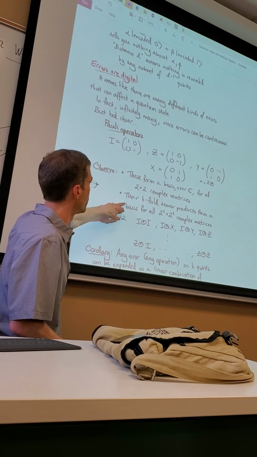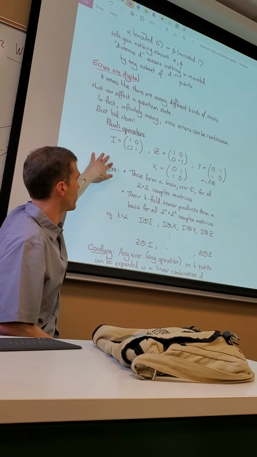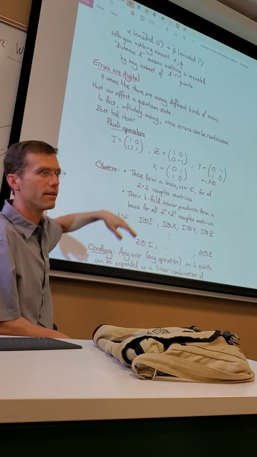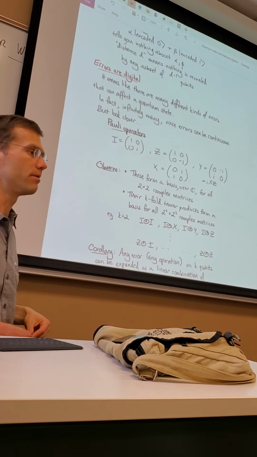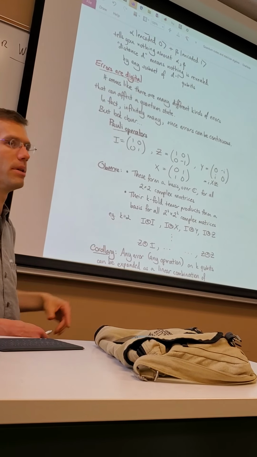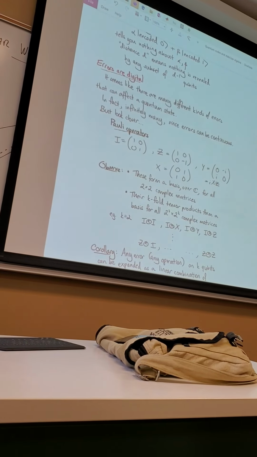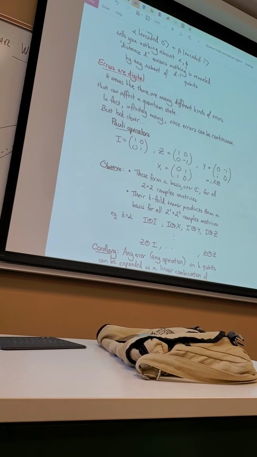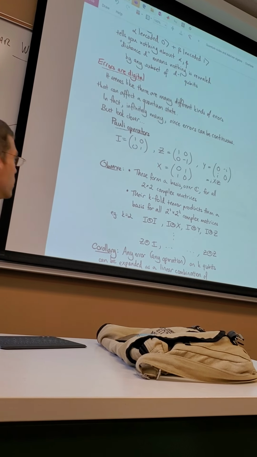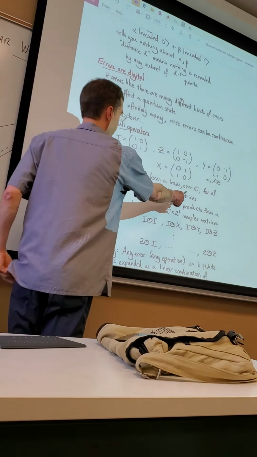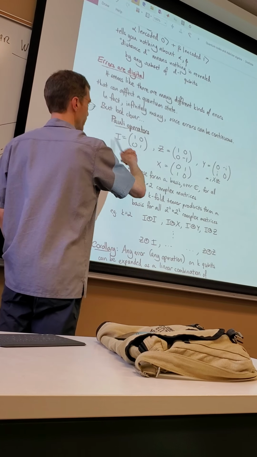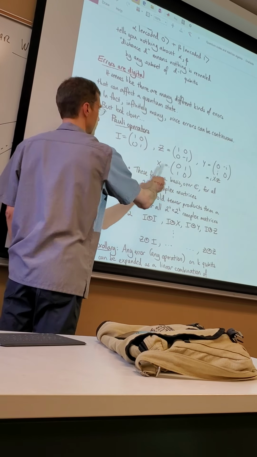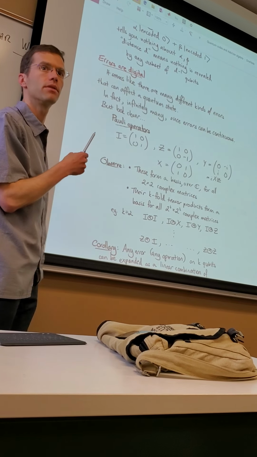If you have k qubits, there are 4 to the k k-qubit Pauli operators, and those form a basis for the set of all 2 to the k by 2 to the k matrices. No, I don't need Hermitian. Over the complex numbers, these form a basis for all matrices. Over the real numbers, they form a basis for the Hermitian matrices.